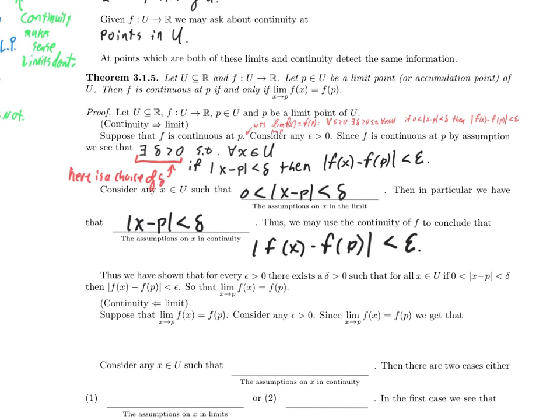Thus, we have shown that for every epsilon bigger than 0, because we started by considering any epsilon bigger than 0, there exists a delta. Sorry, I said big delta. That's just delta. So that for every x in the domain u, we consider any x in u right there. If 0 is less than the absolute value of x minus p is less than delta, we assume that, then f of x minus f of p is less than epsilon. We concluded that the absolute value of f of x minus f of p is less than epsilon.